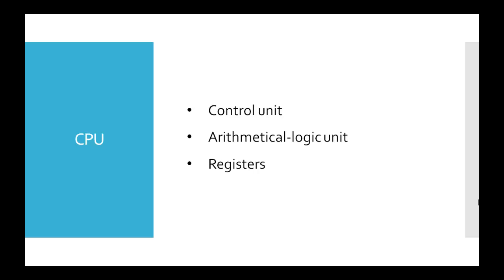Central Processing Unit, CPU, or a processor, is a central part of a computer. This unit is built into a single microprocessor chip, an integrated circuit which executes program instructions and supervises computer's overall operation. The unit consists of three main parts: control unit, arithmetical logic unit, and registers.